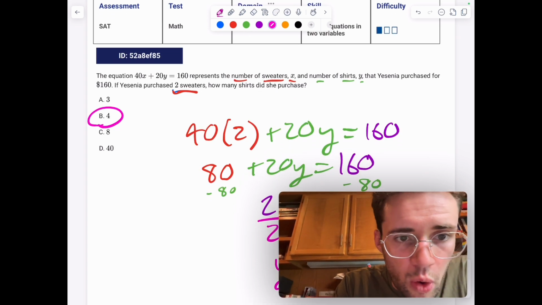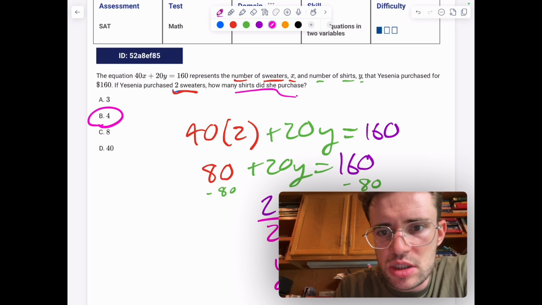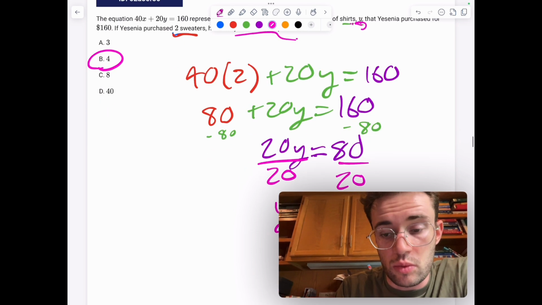4 is Y. Just to check, how many shirts did she purchase? Y is the number of shirts. So that was what we were looking for.